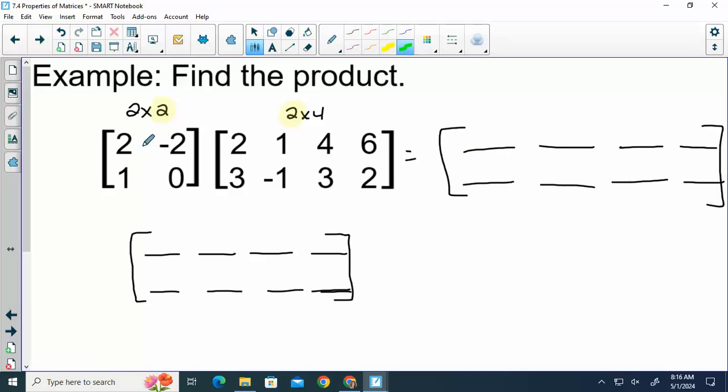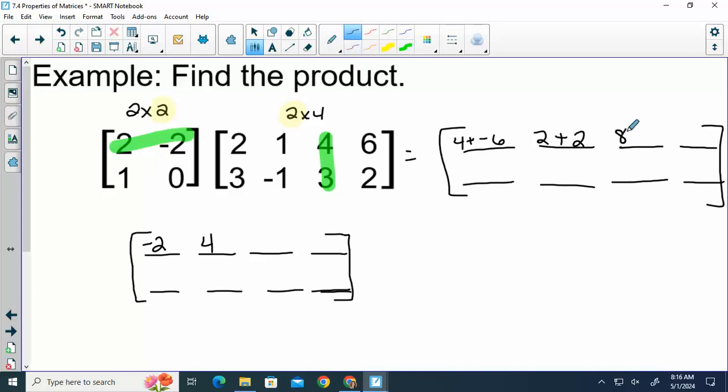So row 1, column 1, row times column. 2 times 2 is 4, negative 2 times 3 is negative 6. If you want to go ahead and add those together, we get negative 2. All right, row 1, column 2. So 2 times 1 is 2, negative 2 times negative 1 is 2, 2 plus 2 is 4. Row 1, column 3.